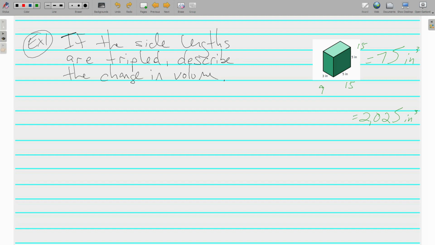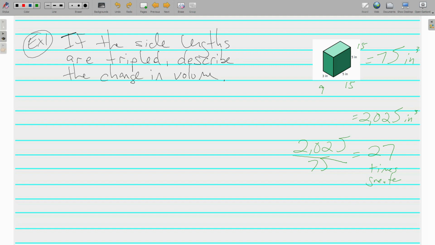What we want is how many times greater or less is the new figure than the old figure. So to figure this out, we would take the 2025 and divide it by 75, and that comes out to 27. So when you triple all of the side lengths, the new figure is 27 times greater, or the volume is 27 times greater than the original figure.